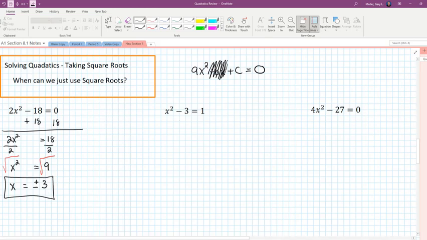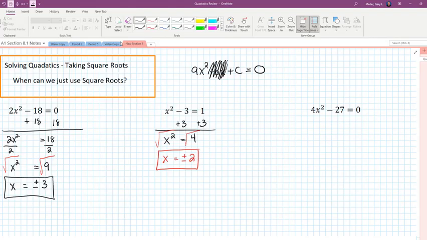All right, the second one, I'm going to add 3 to get the x squared by itself, leaving me with x squared equals 4. And then once again, I'll bring the square root to the party. And when I do that, x squared turns into x, and 4 turns into positive and negative 2.